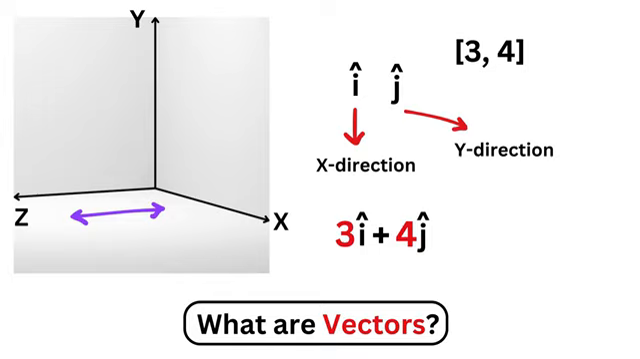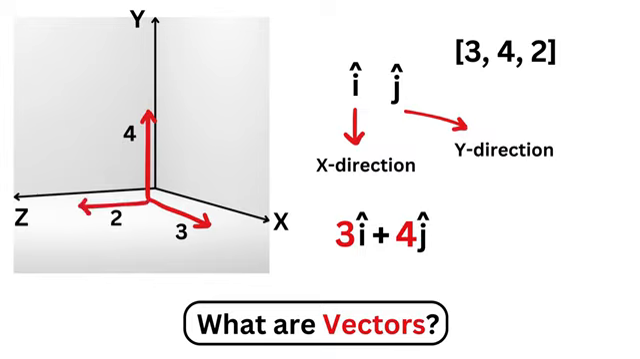For example, a vector (3, 4, 2) inside this parenthesis means moving 3 steps right, 4 steps up, and 2 steps outside like this, coming out of the 2-dimensional plane. In unit vector form, this would be 3i hat plus 4j hat plus 2k hat, where k hat represents movement in the z direction, which is in or out.